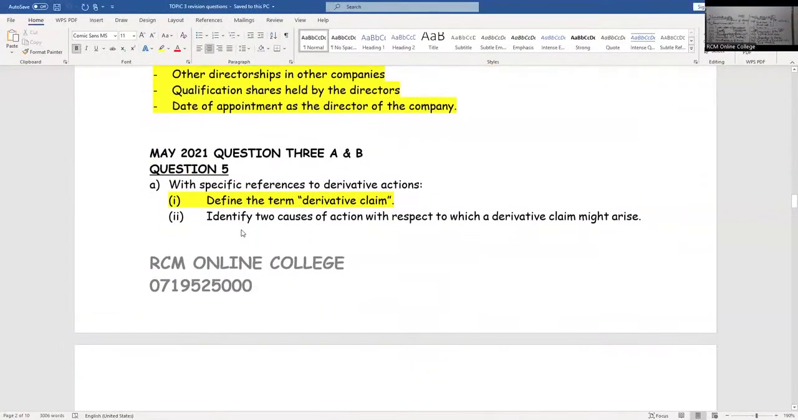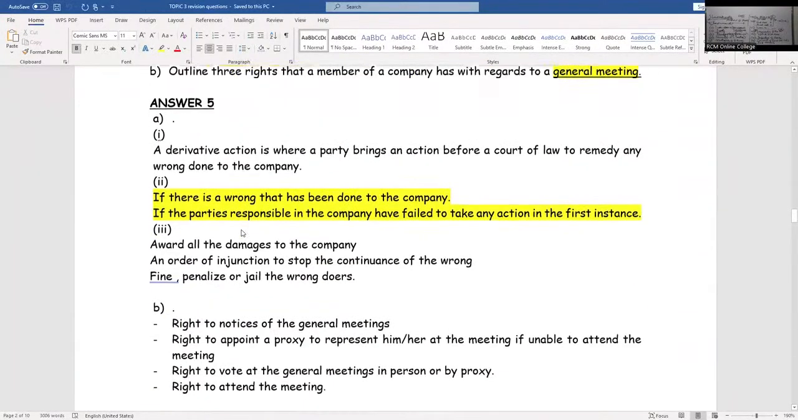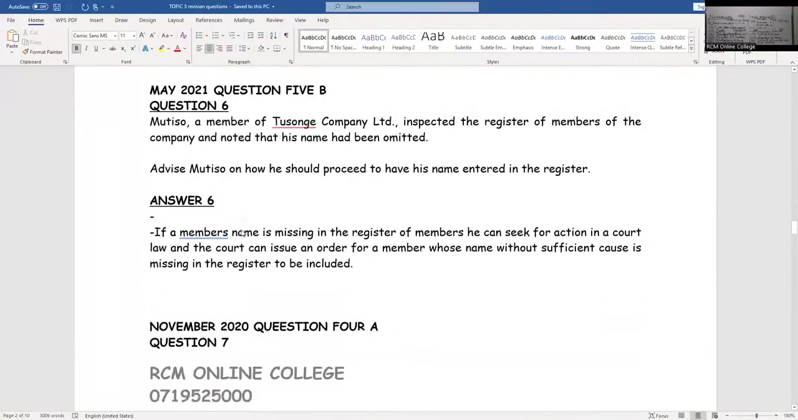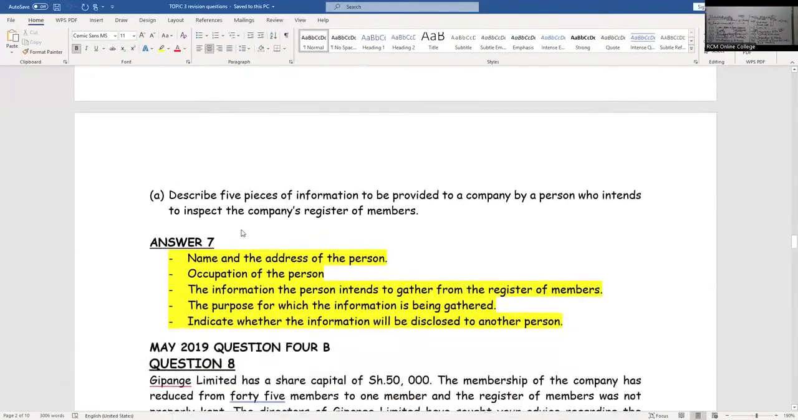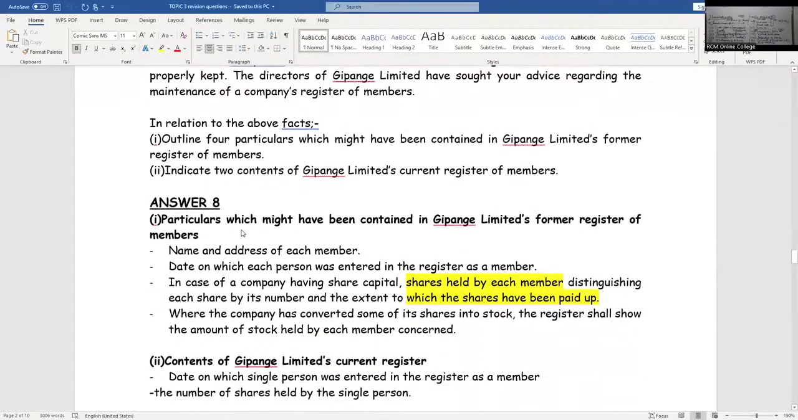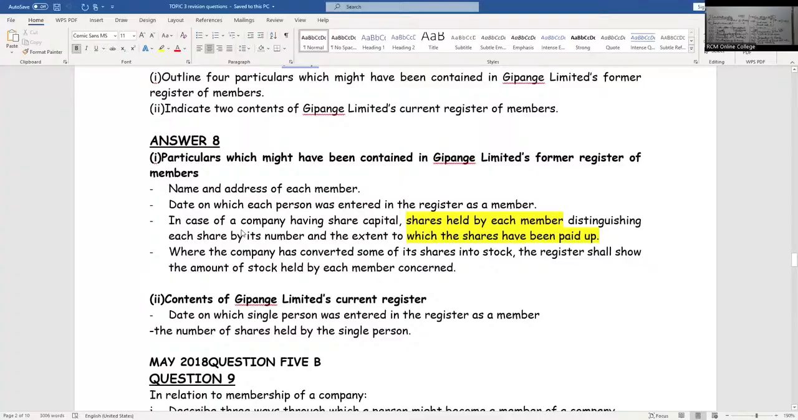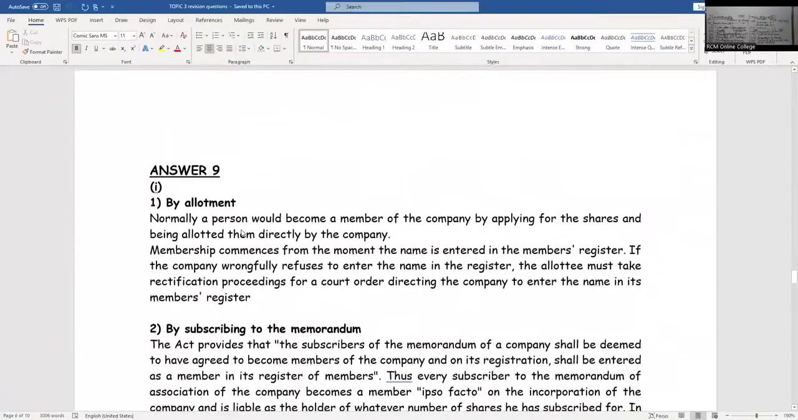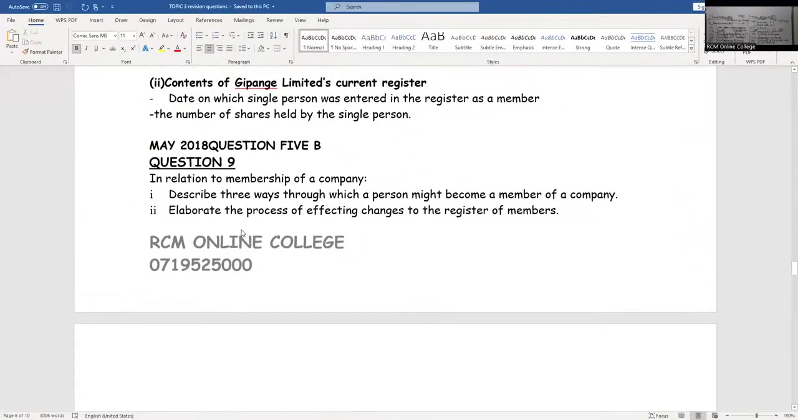We haven't covered derivative claim, not yet. So that's just some of the results of how they can end up testing this particular topic here. We have to call membership. These others we haven't covered. You can see this one was repeated here.